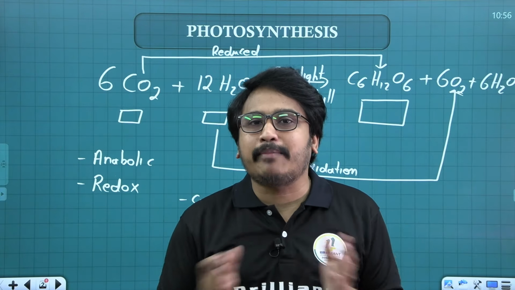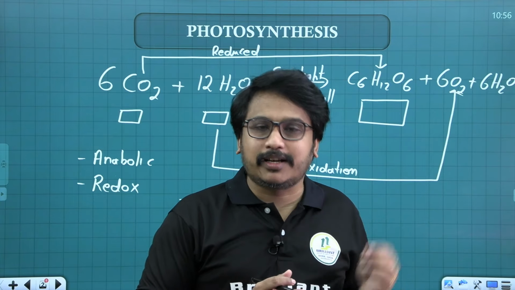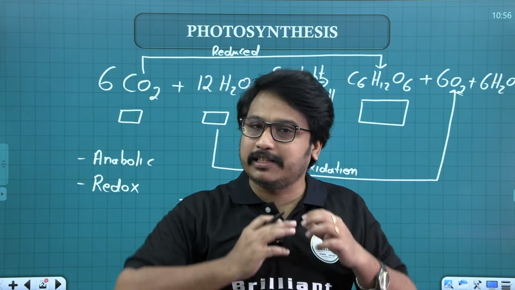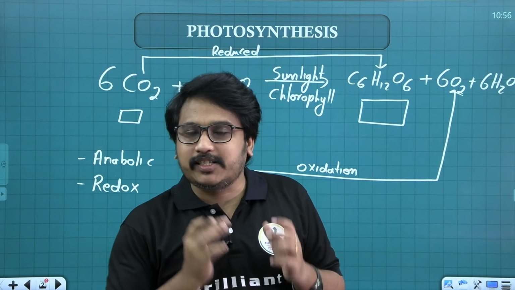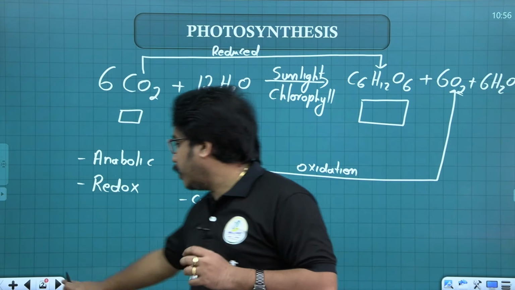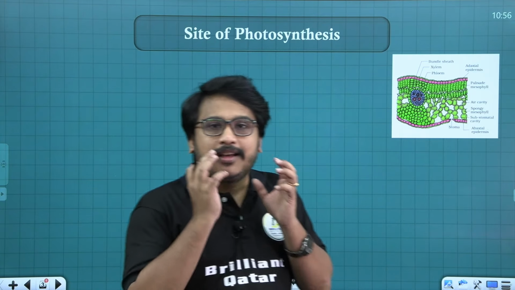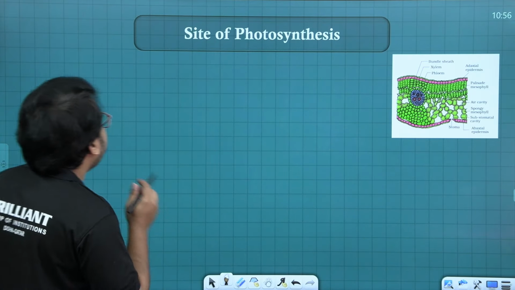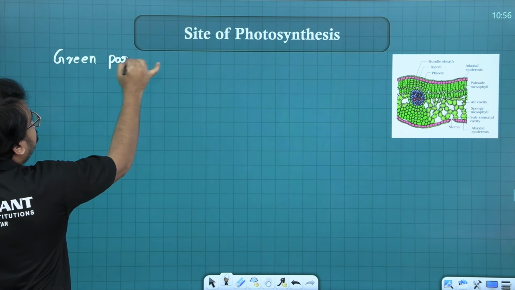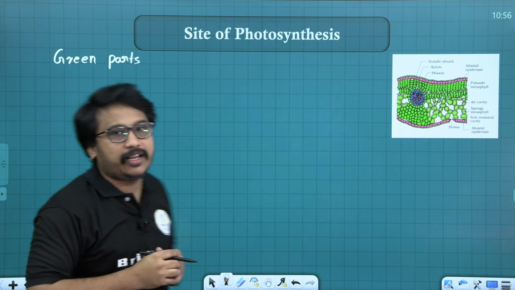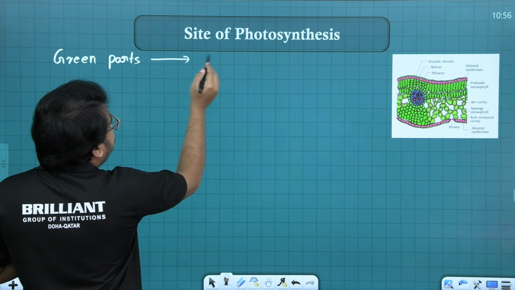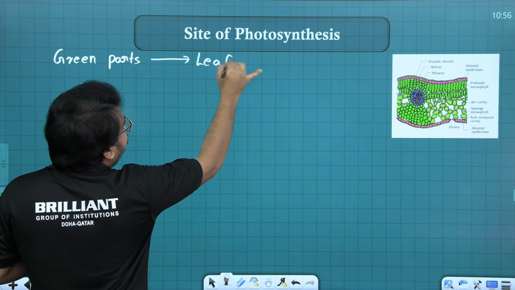Now we are going to elaborate this topic. So about the reduction, oxidation, how it is taking place, how the carbon gets fixed, etc., we will start discussing. Before that, let's discuss the site of photosynthesis. Where is photosynthesis occurring in the plants? You know that in plants, photosynthesis is mainly confined to the green parts of the plant. And in the green part itself, it's mainly taking place in the leaf.